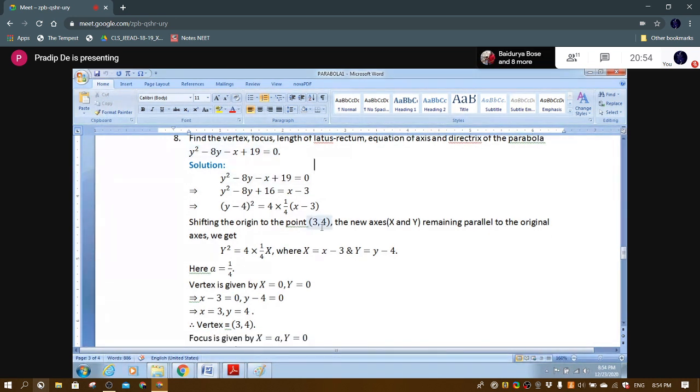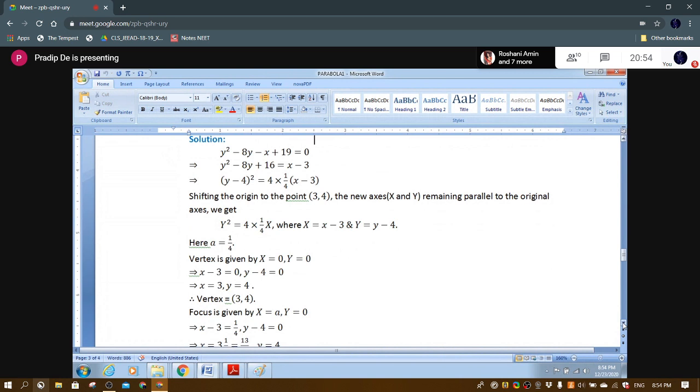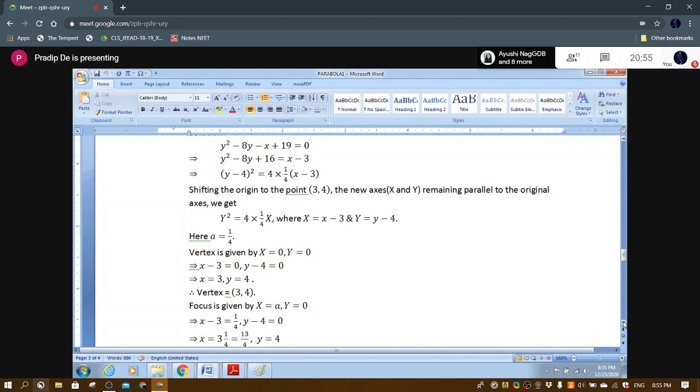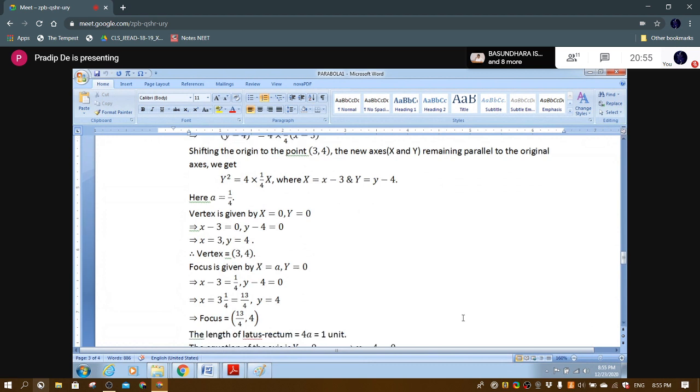Focus. In terms of capital X, capital Y, where is the focus? (A, 0) means capital X equal to A, capital Y equal to 0. So the focus is given by capital X equal to A, capital Y equal to 0. But capital X means small x minus 3. So x minus 3 equal to A. A means 1/4. And capital Y is y minus 4, that is 0. And we get the focus (13 by 4, 4).